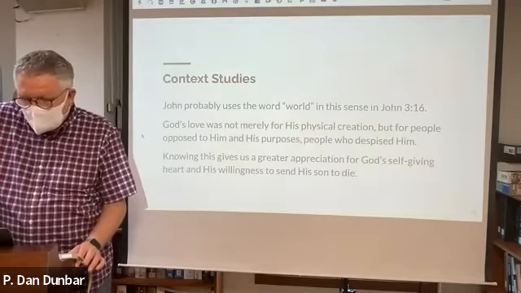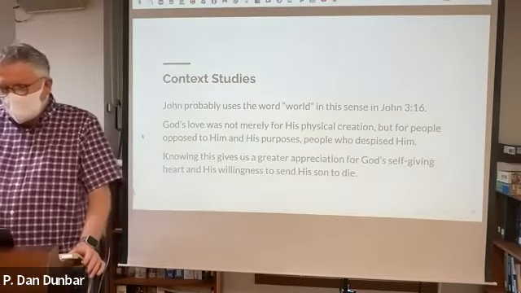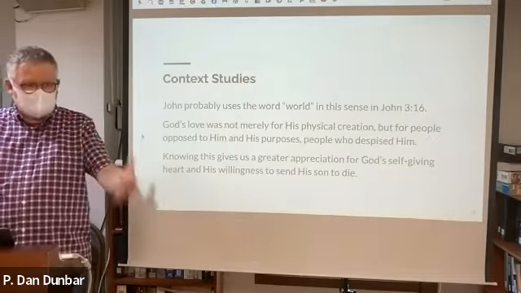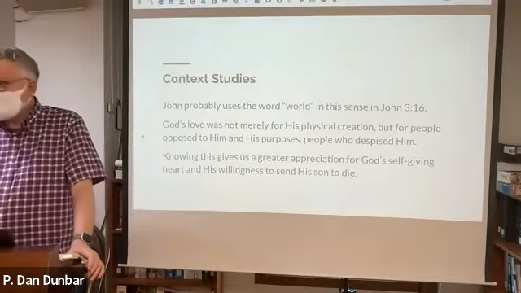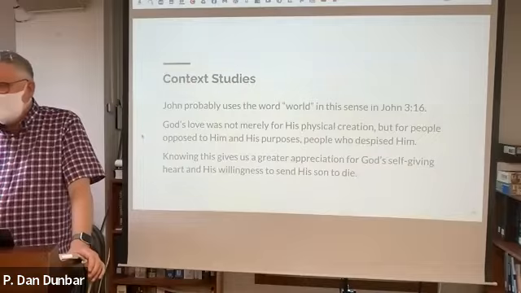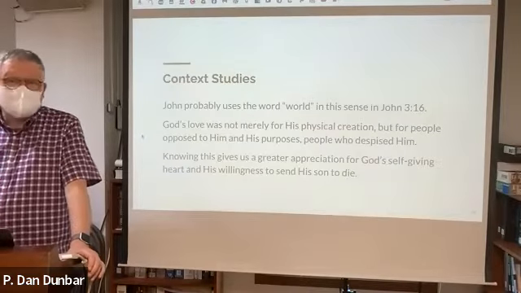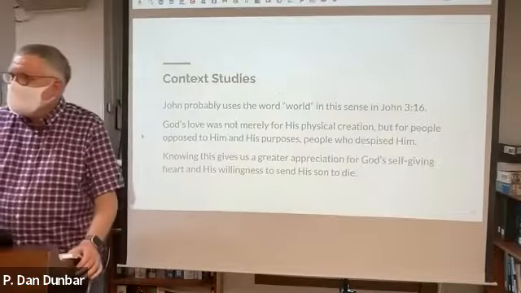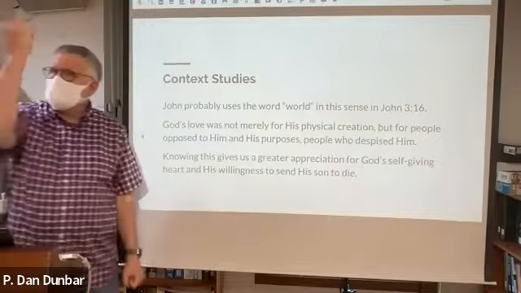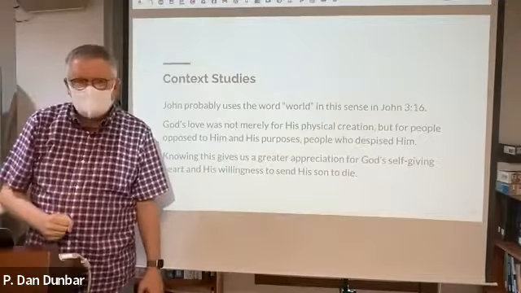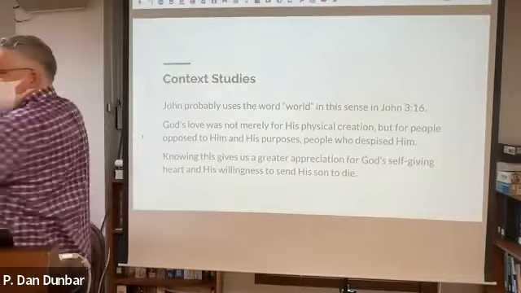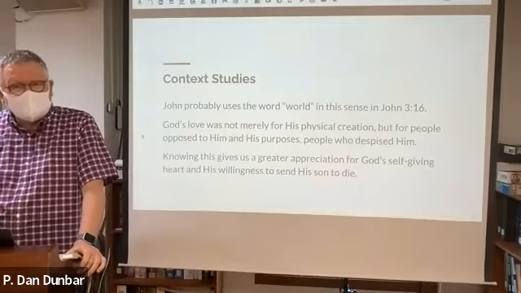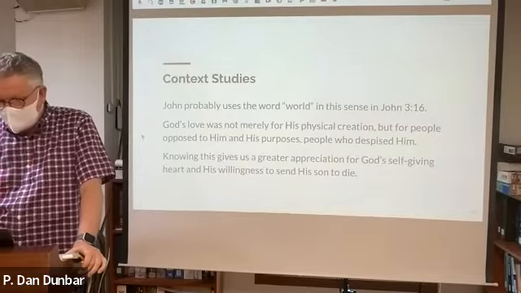So knowing this gives us a greater appreciation for God's self-giving heart. He's willing to give all of himself, and his willingness to send his son to die. If God so loved the world, you think of happy smiling faces, but really a lot of those faces were angry, with their fists raised or their backs turned against God. That's who God sent his son to die for. That includes you and I.